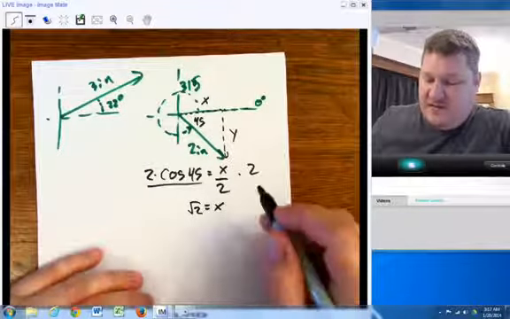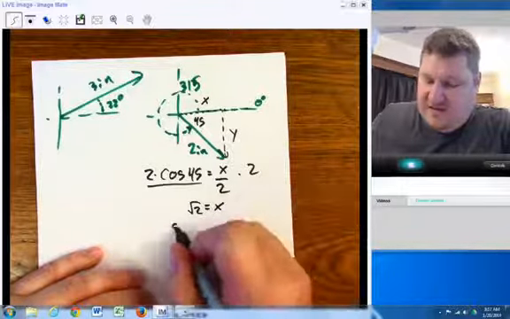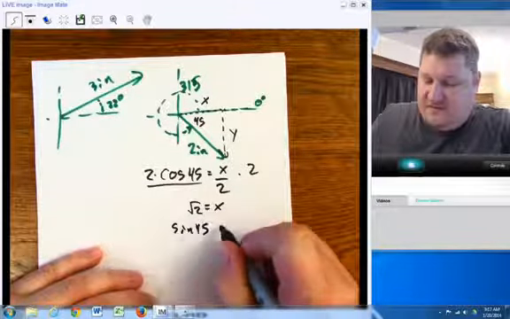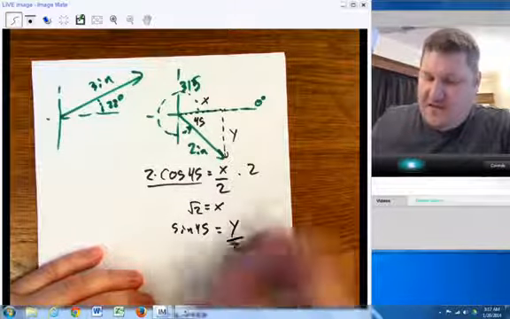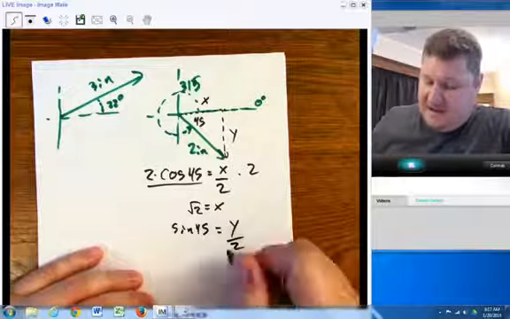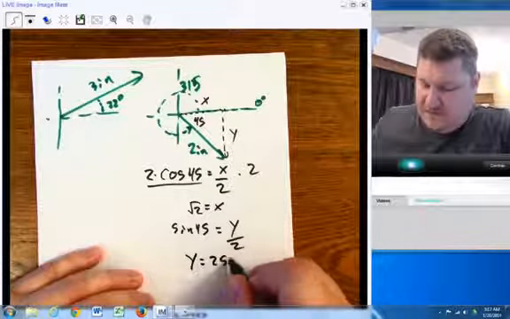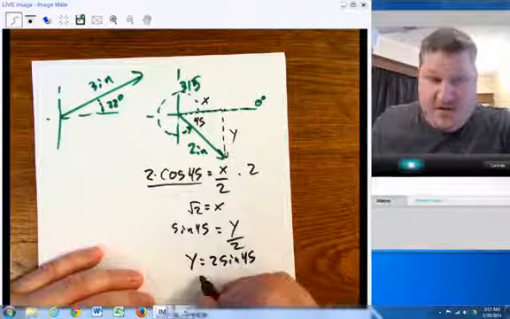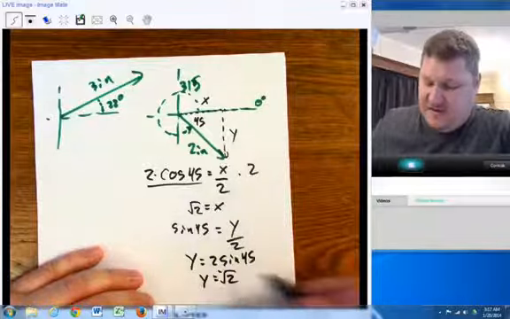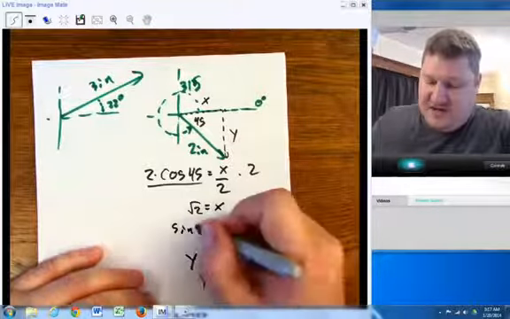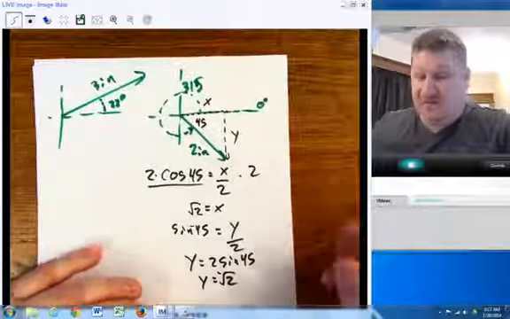Now, if on the other hand you want to do it for y, you would say, hey, sine of 45 degrees equals y over 2, and you would come up with y equals 2 sine 45, y equals root 2 again. Now in this case, since we're moving down, it's going to be negative. We can accomplish that with putting the negative in the negative 45, or we could look at the picture just as we always have done.